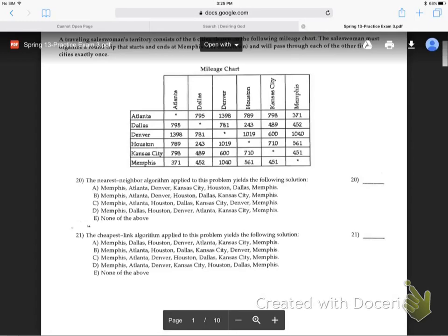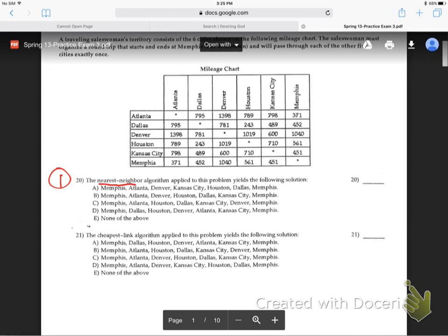Okay, so number 20, or it's number 1 on your Scantron. It says nearest neighbor. It doesn't say repetitive nearest neighbor, huh? It's just nearest neighbor. Just nearest neighbor.